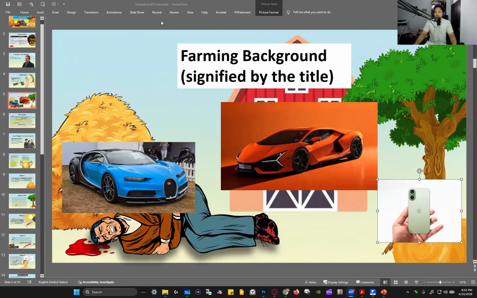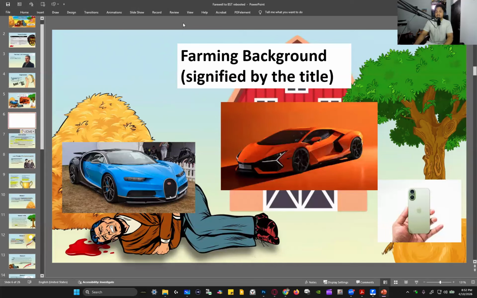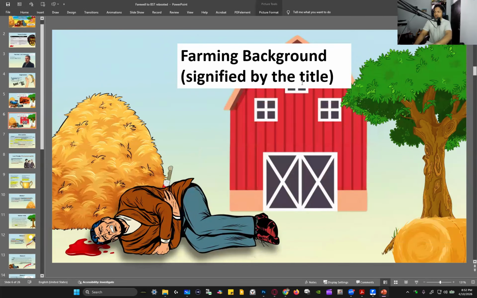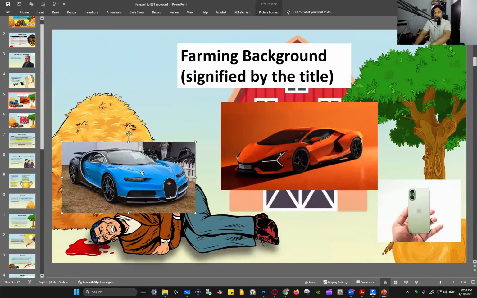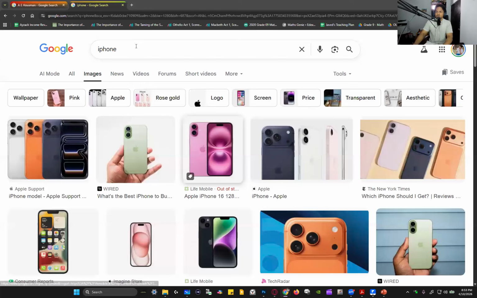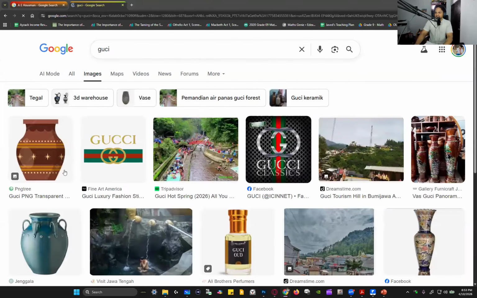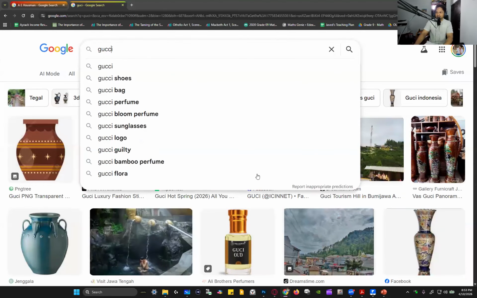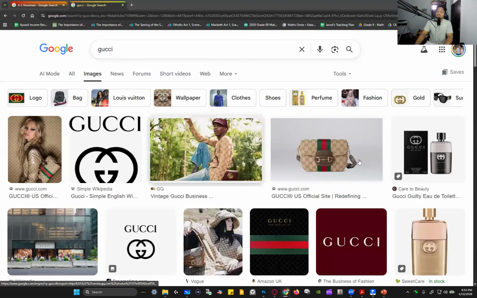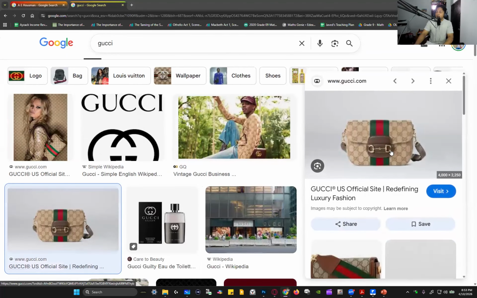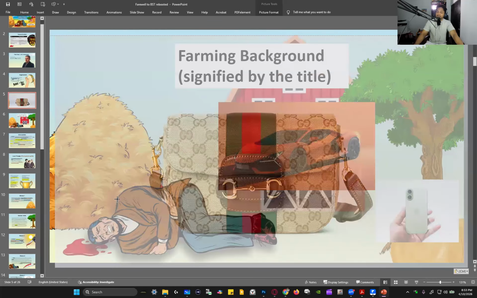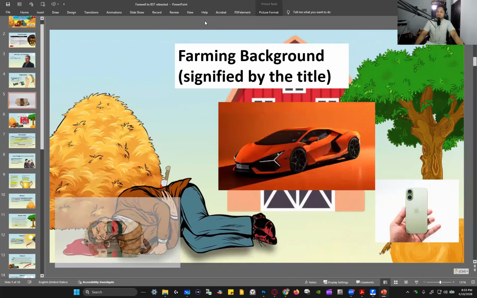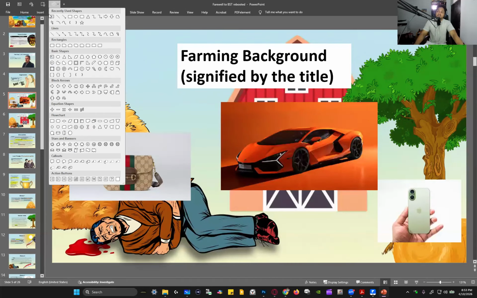So he says farewell to barn and stack and tree. He doesn't say farewell to Lamborghini, Bugatti, Chanel, Gucci, right? He says farewell to barn and stack and tree. That is proof that he is departing from a simple life.